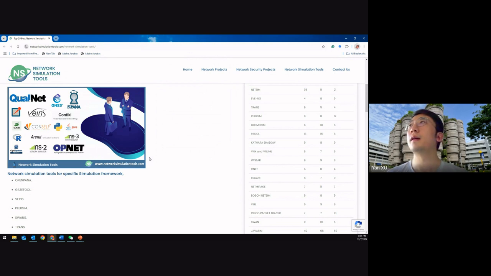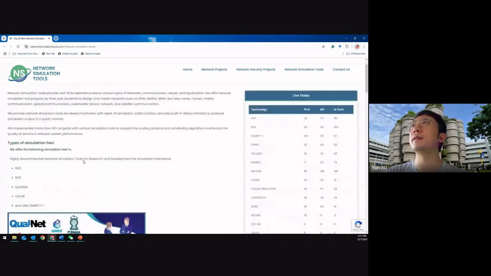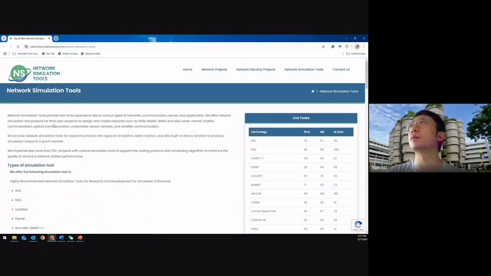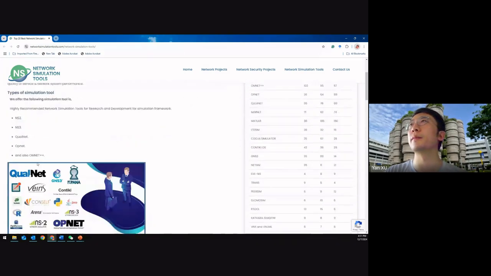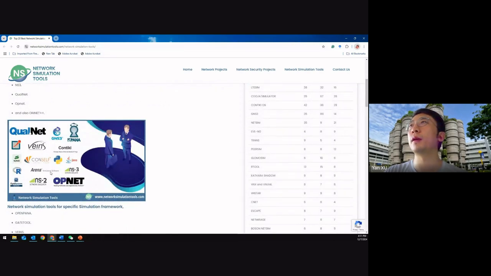Okay. For the students, I remember what we used in that project. We actually used OPNET. You can see this is a list of different communication network simulators. In our project, we actually used OPNET, but you can try others.